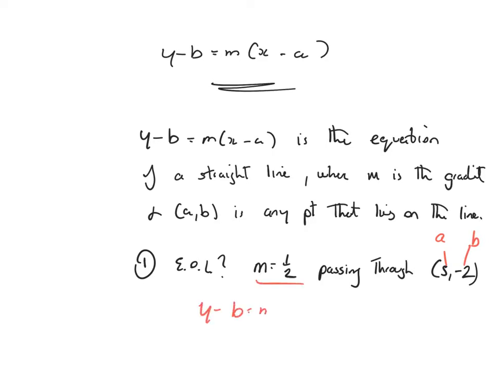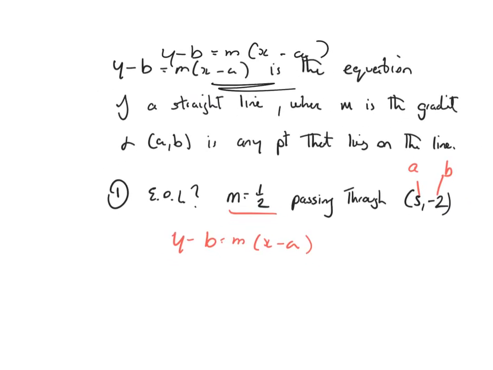y minus b equals m bracket x minus a is the general form. I'm then looking to sub in a, b and m. We can see that b equals minus 2. So it's y minus minus 2 is equal to the gradient 1/2 bracket x minus a, which is 5. The two negatives together become a plus. So that's y plus 2 equals 1/2 bracket x minus 5.